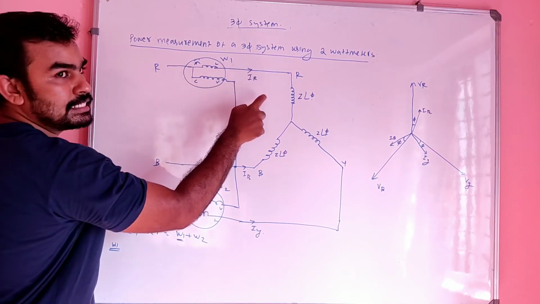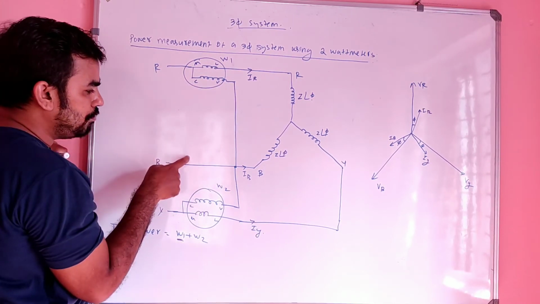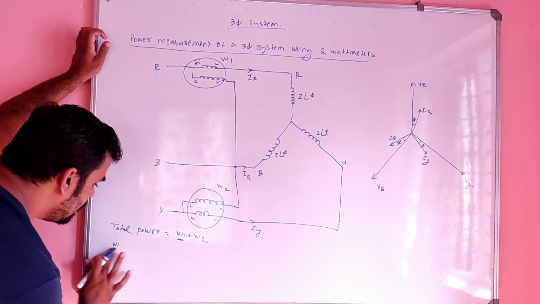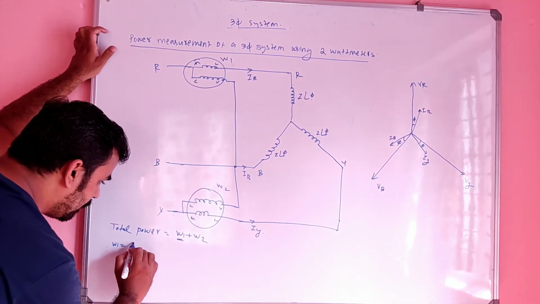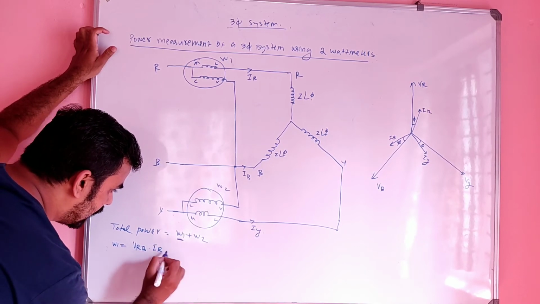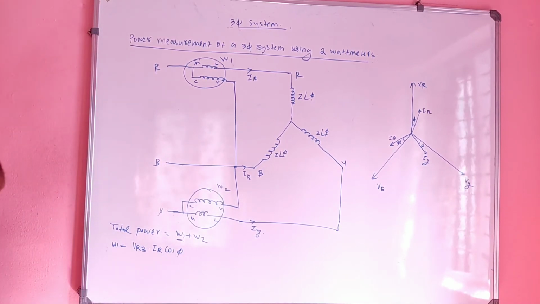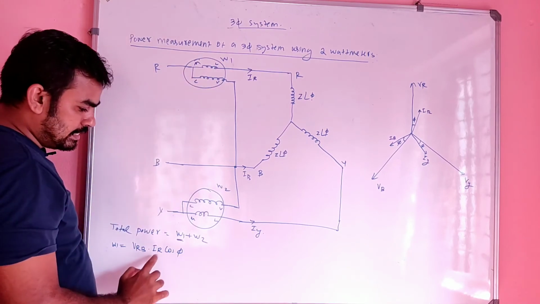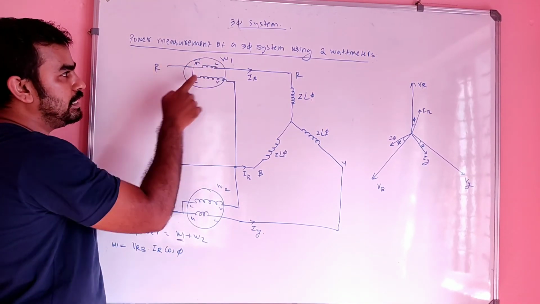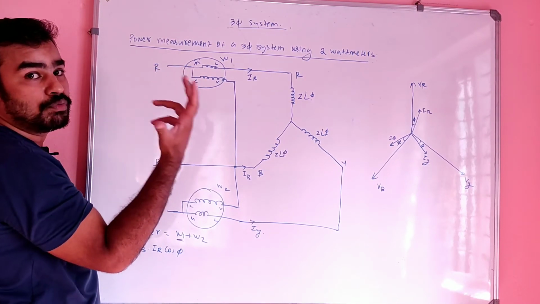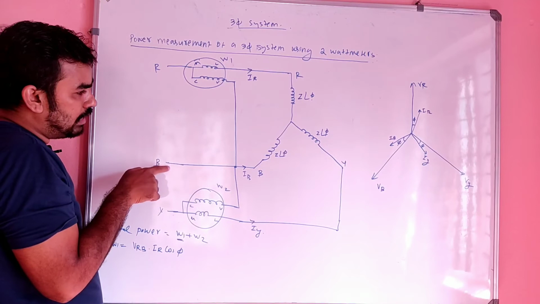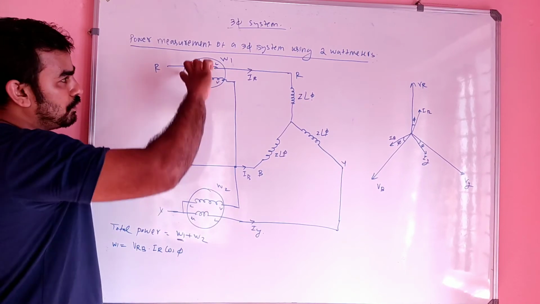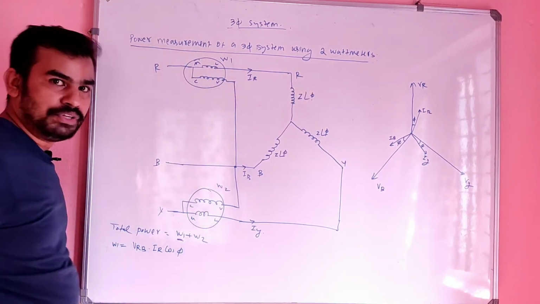The current coil is directly in the R phase, but the pressure coil is connected across R and B, no? That means we have to know the value of, I can write like this, W1 will be equal to VRB into IR cos phi. Correct or wrong? W1 will be equal to the current through it, that is IR, and the voltage across the wattmeter, that is this pressure coil, connected across which phases? One is R and another is B, right? So VRB is the potential difference across this pressure coil, and IR is the current directly flowing through the current coil.